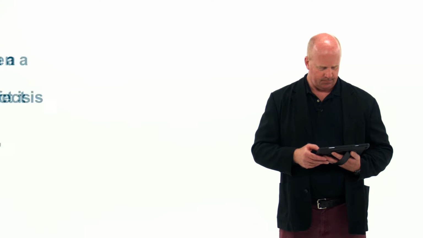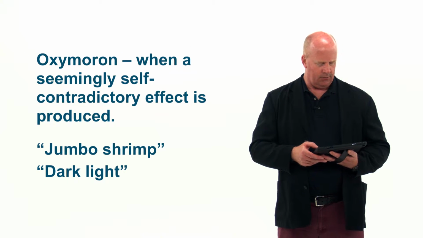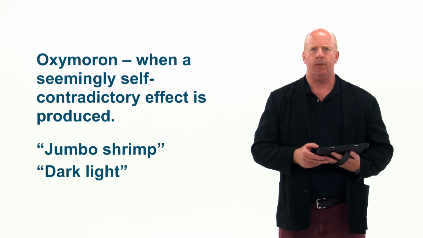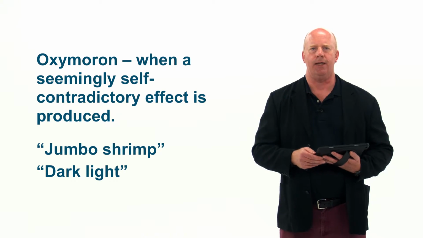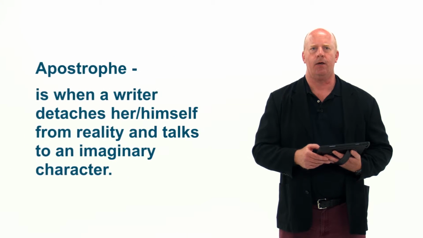An oxymoron is a seemingly self-contradictory effect that is produced. Jumbo shrimp, dark light. You could see some examples there.